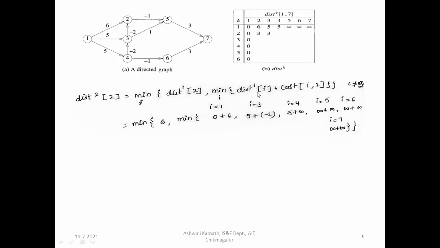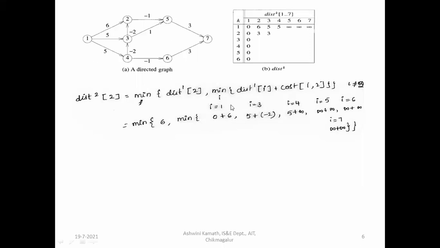Minimum of distance 1 of I. Distance 1 of I means the I value will vary from 1 to 7, but I should not be equal to u. Now the u value is 2 here. For I equal to 2, I am not writing. So I is equal to 1. When I is equal to 1, it will be 0 plus 6.